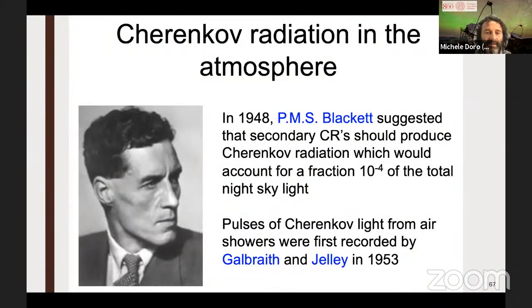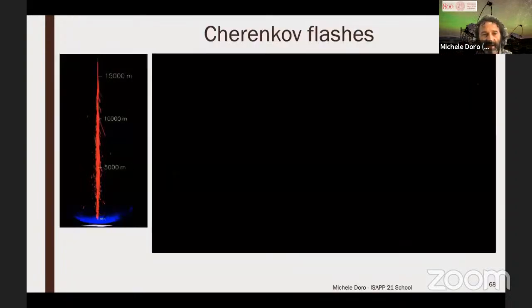And some years later, Blackett thought that the Cherenkov light was also to be emitted in the atmosphere. Now we know that 10 to the minus 4 of the total night sky light is made by this Cherenkov light. So let's go deeper into this. You have your particle, and you know that the positrons and electrons here are traveling faster than the speed of light, and so they emit this Cherenkov light.